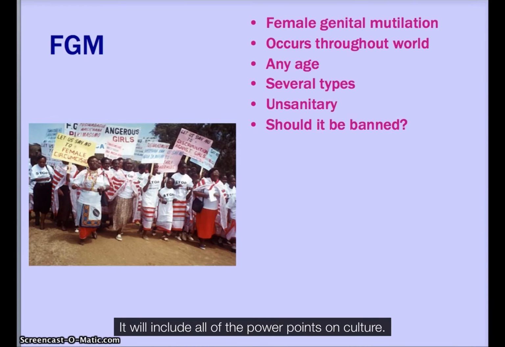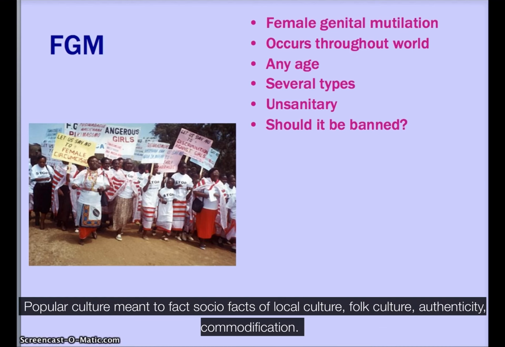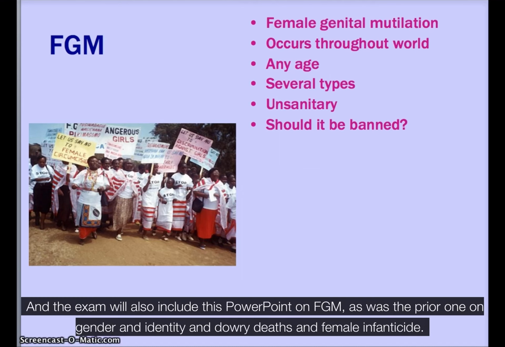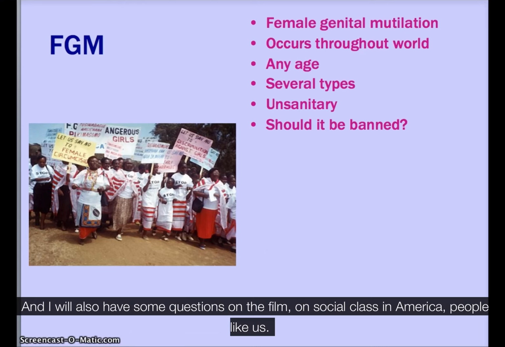It will include all of the PowerPoints on culture, what is culture, the different types of culture, like local culture, popular culture, mentifacts, sociofacts, folk culture, authenticity, commodification, and the exam will also include this PowerPoint on FGM, as well as the prior one on gender and identity and dowry deaths and female infanticide. And it will also have some questions on the film on social class in America, People Like Us.